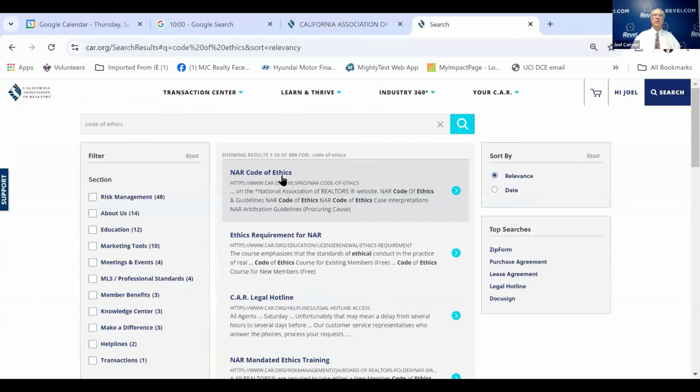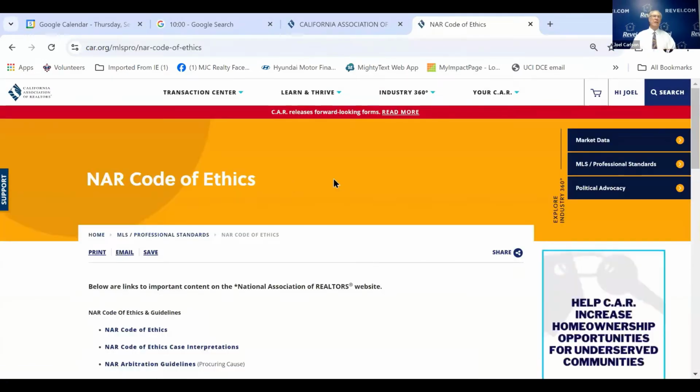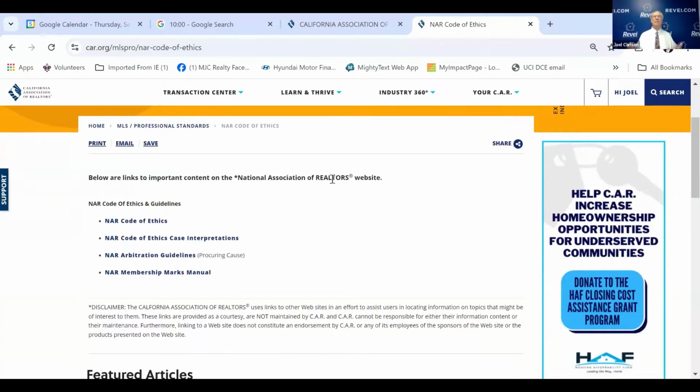So it says, okay, you want to go to the code. Here's the National Association of Realtors Code of Ethics. I click on that. You say, oh, okay, fine. I got a copy of these when I joined the association. Yeah. How long ago was that? They change all the time. So you need probably to go back and take a look at them each year.